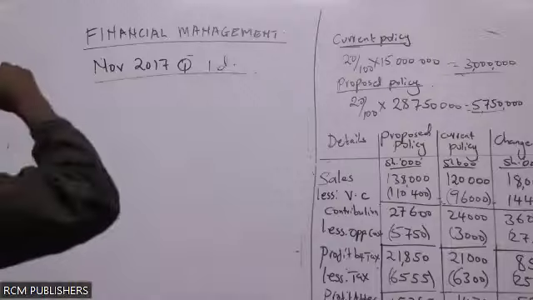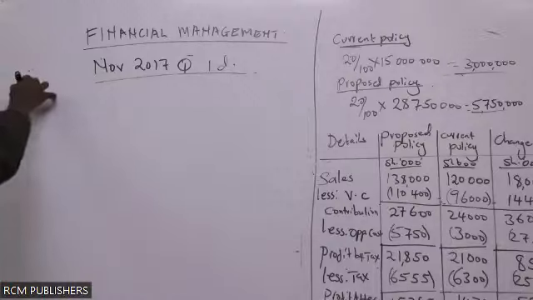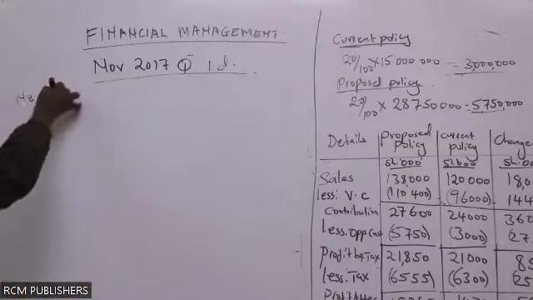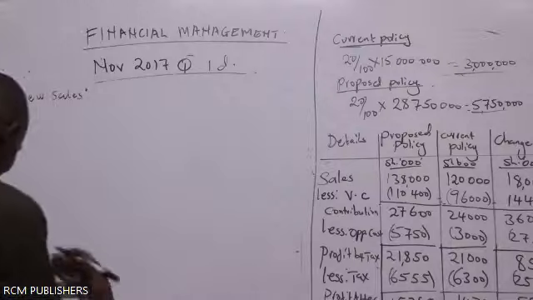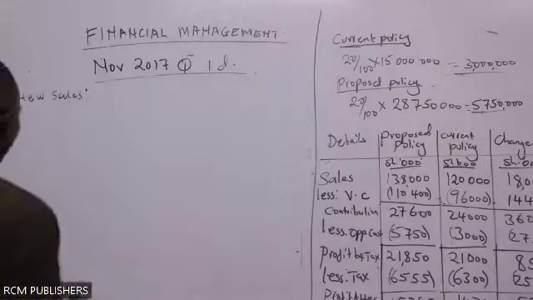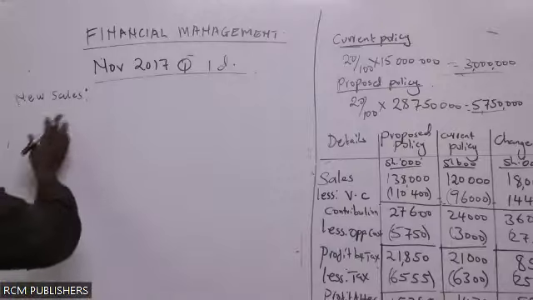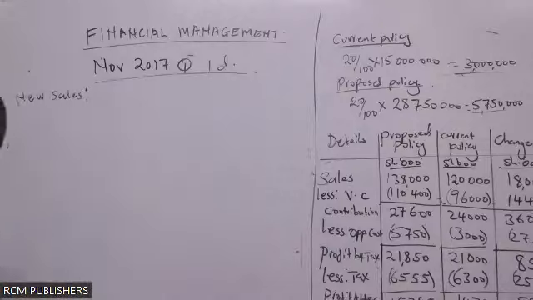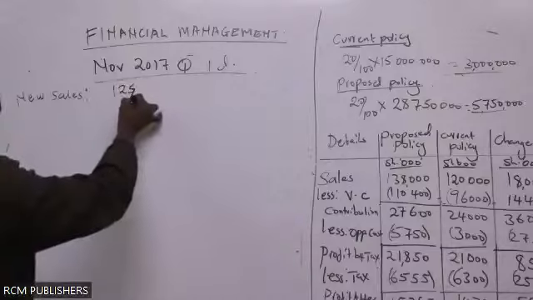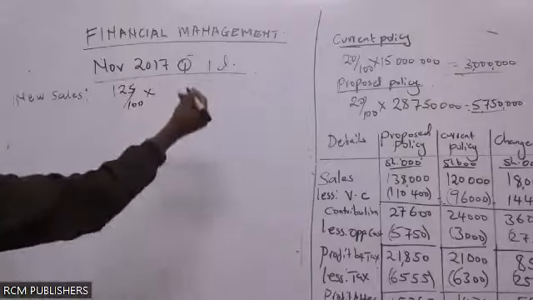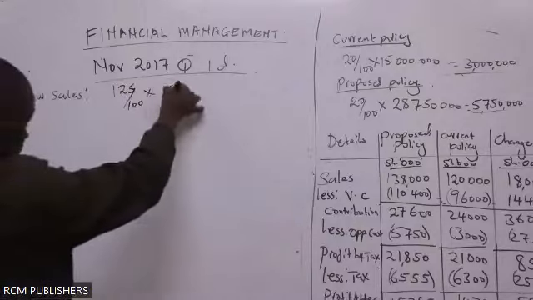So, new sales. The procedure is just that. First you must get the new sales under the credit policy. So, how much are the new sales? We are told they increase by 25%. So I'll be having 125 over 100 of 12 million.